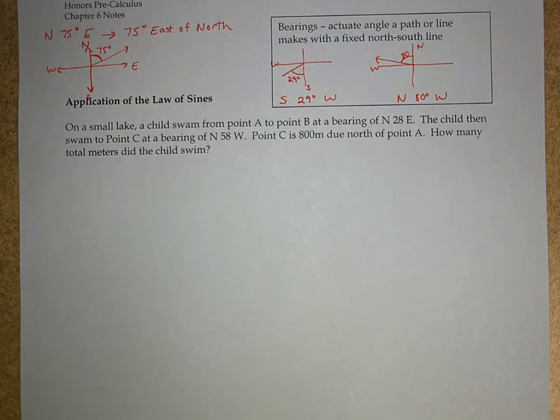So here on a small lake, a child swam from point A to point B at a bearing of 28 degrees east of north. Then the child swam to point C at a bearing of 58 degrees west of north. Point C is 800 meters due north of point A. How many total meters did the child swim?